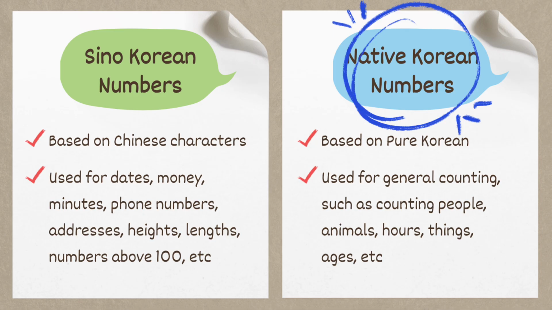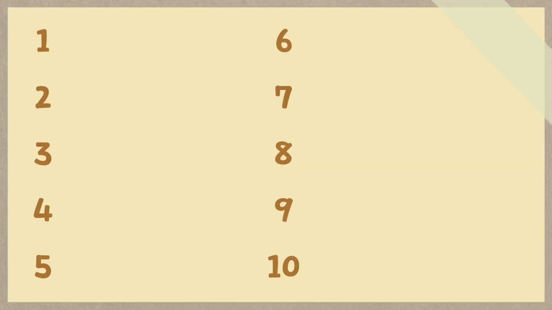Native Korean numbers are based on pure Korean, whereas Sino-Korean numbers are based on Chinese characters. Native Korean numbers are used for general counting, such as counting people, animals, hours, things, ages, and many more. I'm going to be showing you some examples on how to use them later in this video. First of all, let's learn how to count from 1 to 10. As I read the numbers, try to repeat after me if it's possible.